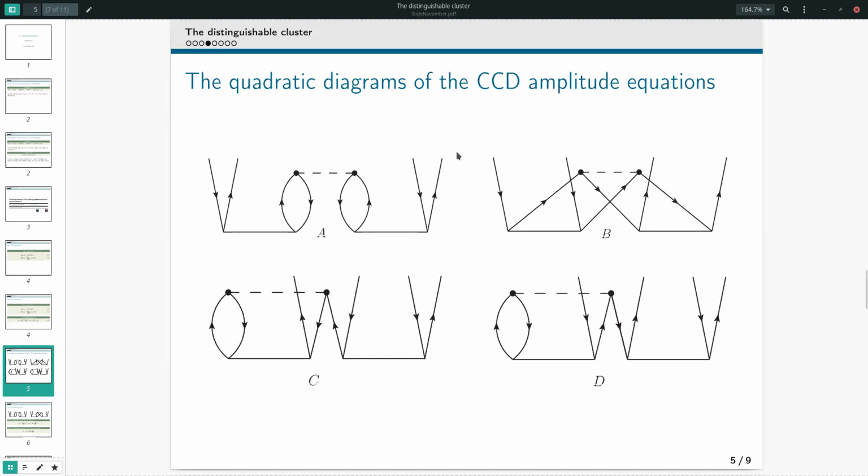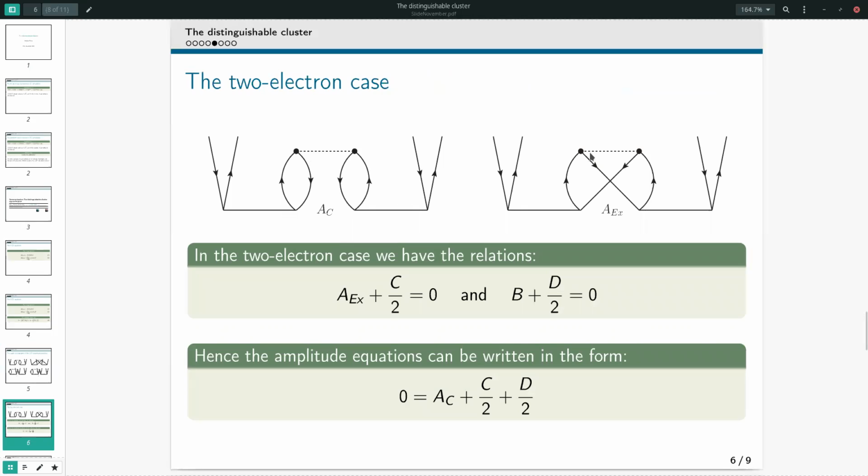These are Goldstone diagrams, so the interaction vertex is a double bar integral. In this double bar integral, there is a Coulomb part and an exchange part. We can see that the exchange part of diagram A will be exchanged between 2 operators. So they say that they want to remove A exchange and B. Here it's not the same vertices; here it's normal Coulomb integral vertices, so there is the Coulomb one and the exchange one.